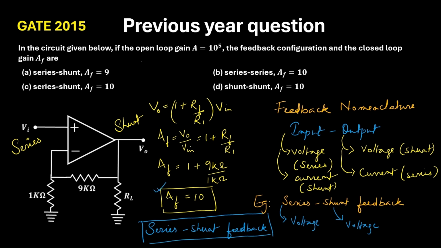Now these are the two answers. So if we see the options, we can see option C, series shunt feedback with a closed loop gain of 10. So this is the answer.